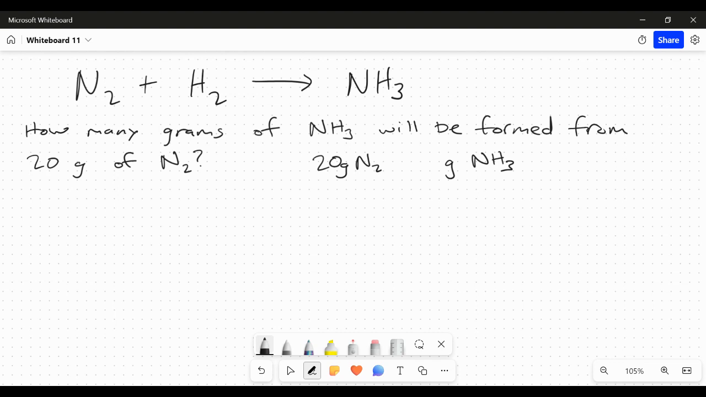So I see that I've switched substances in this question. So I know I'm going to have to use the mole ratio. And to do that, I have to balance my equation. So let's go ahead and do that. We've got nitrogen and we've got hydrogen. We've got 2 and 2, 1 and 3.